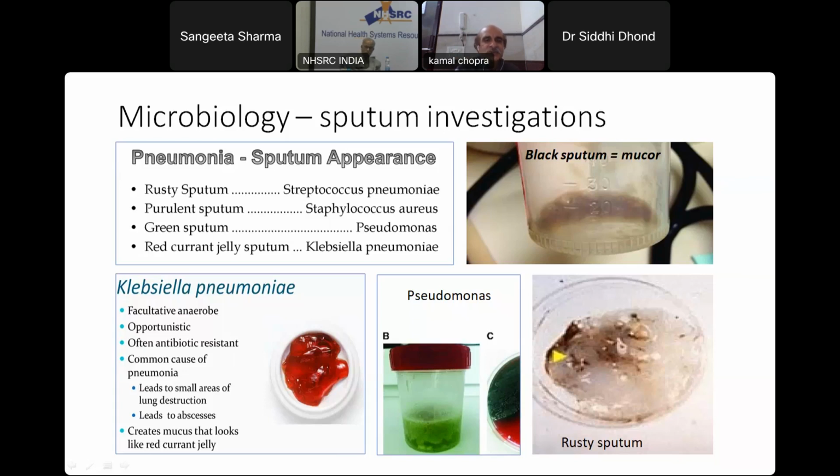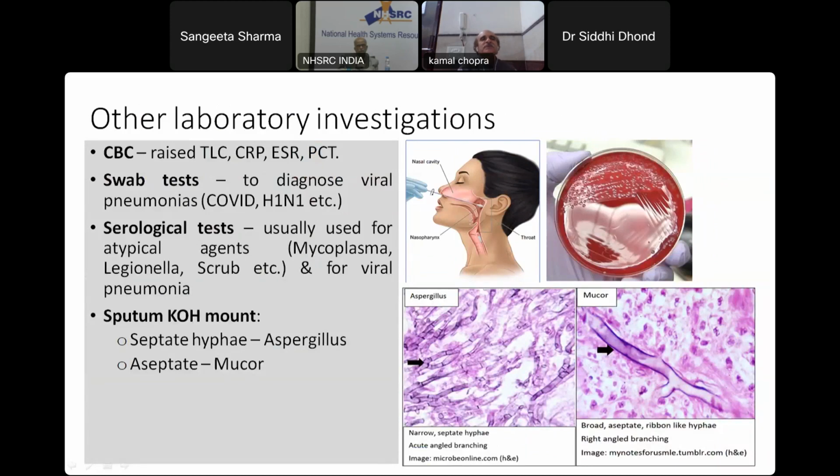It creates mucus which looks like red currant jelly. Pseudomonas, typical green colored expectoration. Rusty sputum we see in pneumococcal infection, or it may be because of some blood stain. Other investigations could be CBC, where CRP and TLC are raised. A swab test is important to diagnose or rule out COVID or H1N1 infection. Serological tests, usually when we suspect atypical agents like mycoplasma or scrub typhus, we can see antibodies in the blood. Sputum KOH mount is done usually to detect fungal infection.